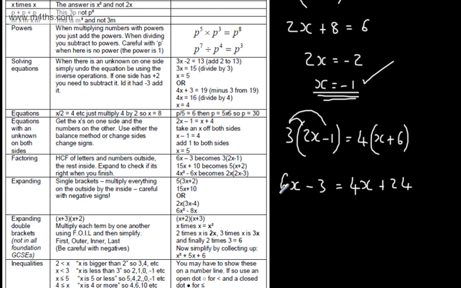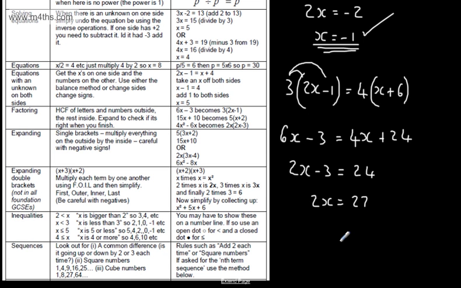Okay, I've got 6x on this side, 4x on this side, so I'm going to subtract 4x from both sides. Remember, we're going back to solving. We want the x's on one side, numbers on the other. That's going to give me 2x minus 3 is equal to 24. I'm now going to do the opposite and add 3 to both sides, so 2x is going to be equal to 27. I'm now going to divide both sides of the equation by 2, so x is going to be equal to 27 over 2.